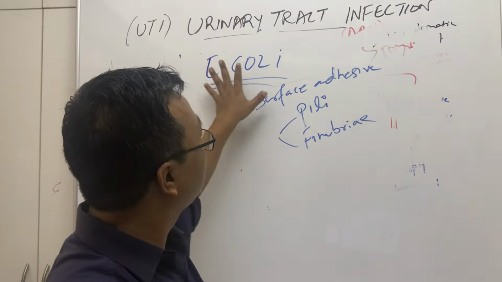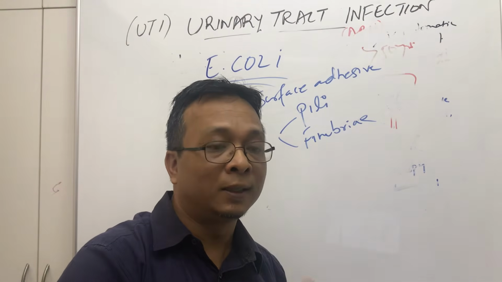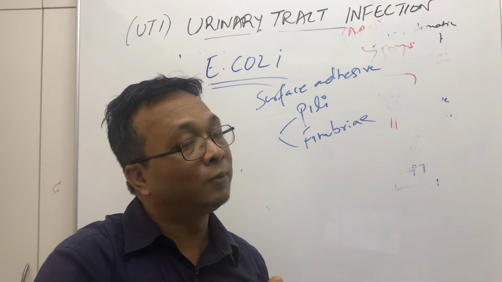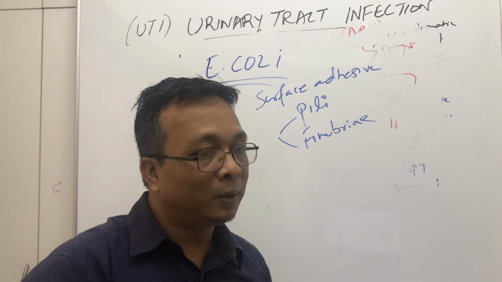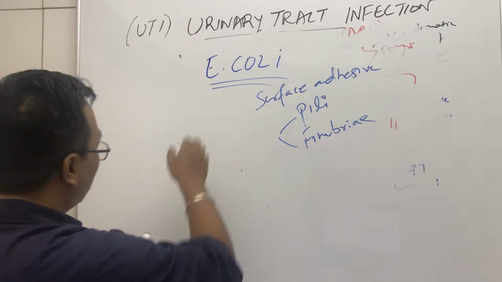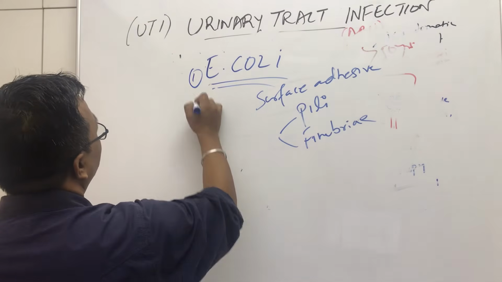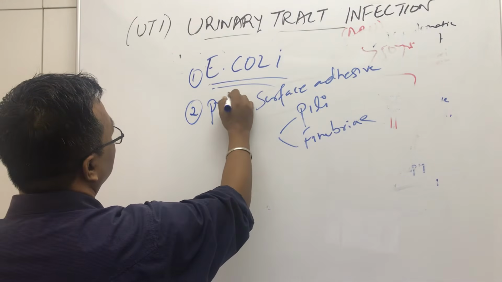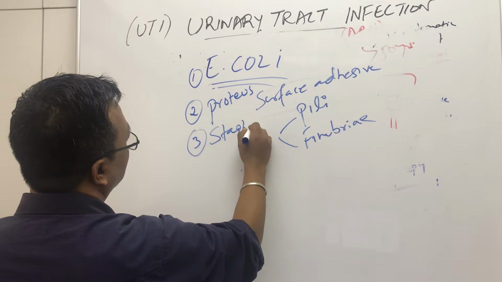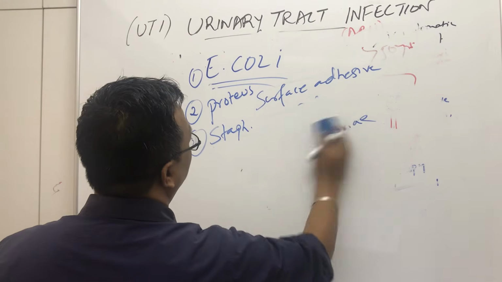Plus, E. coli is a normal bacteria present in the GI tract, so the invasion is very fast. Coming from the GI tract, they can always invade the urinary tract. So E. coli is the number one bacteria, then Proteus, then Staphylococcus saprophyticus.